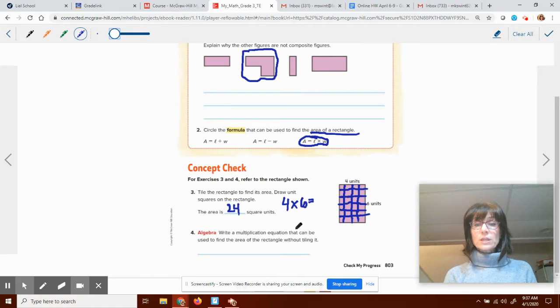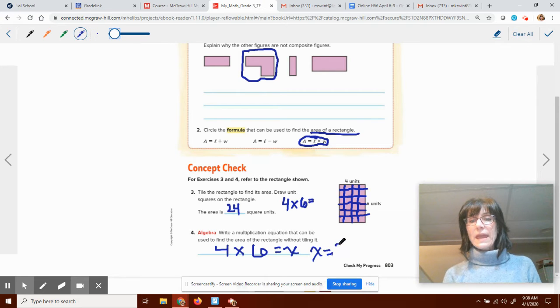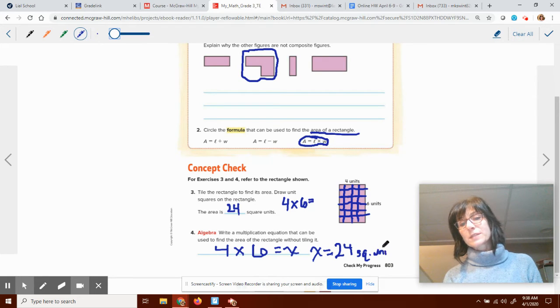Algebra: write a multiplication equation that can be used to find the area without tiling. Hey, guess what? You just did that already. 4 times 6 equals x, the unknown, x equals 24. And because they're not saying meters or anything, we can say square units. Let's see if I can fit it. Ooh, it's going to be close. I think I got it. Units. Turn that page.